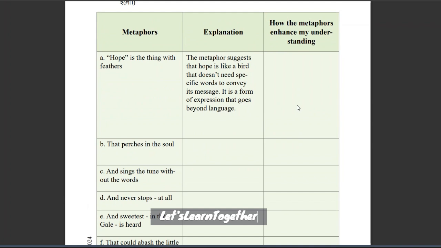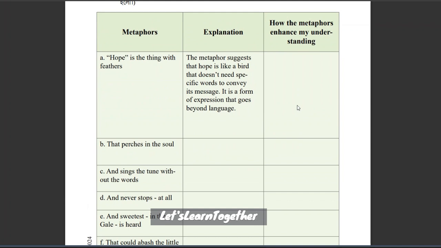Look, in Bangla, metaphors are basically upama. Basically, in poems, poets use specific phrases or different terms to compare them with something else so that they can clarify complex ideas within the poems.